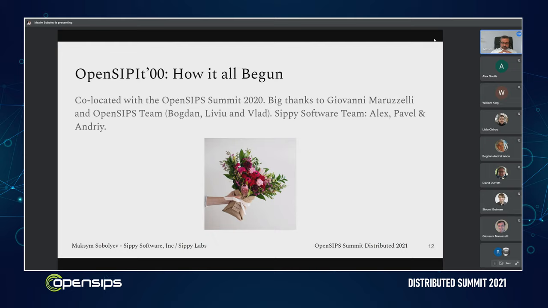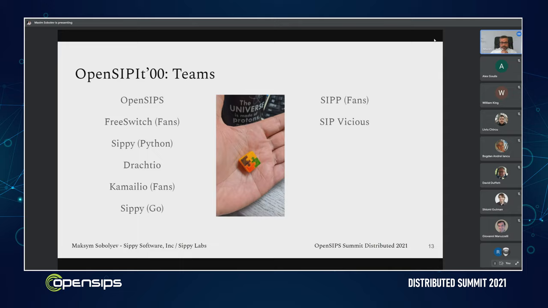Anyway, apart from OpenSIPS, who as I said did good, got pretty excited and joined our effort, we also managed to gather some other projects in the SIP area. We got some people from FreeSWITCH, and some people from our own open source projects. Then we had the Drachtio team represented by Dave Horton, and some Kamailio fans bringing up some Kamailio instances. And I should also say big thanks to Enable Security and Sandro, who were pretty interested in getting involved.